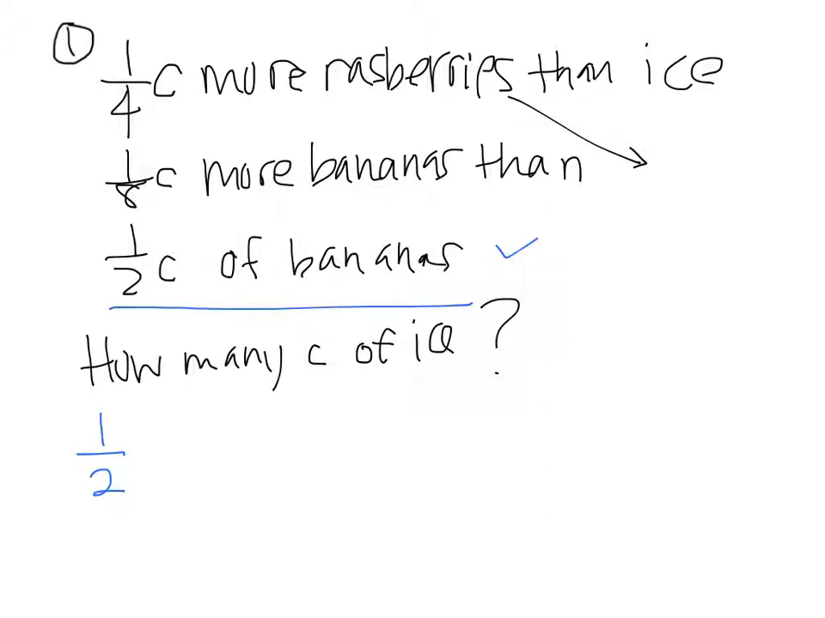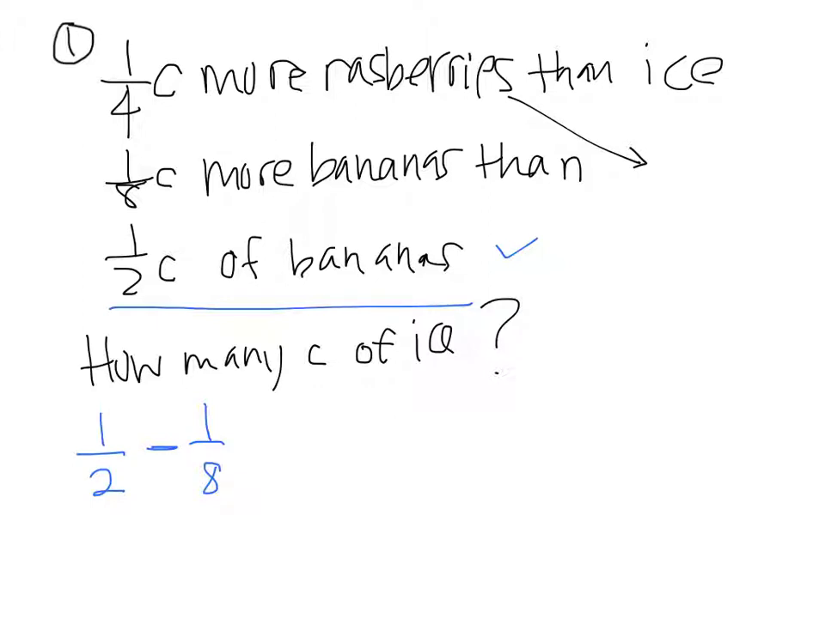So what information do I have next? 1/8 cup more bananas than raspberries. Very good, so I know I need to use the 1/8. But what am I going to do with that 1/8? If it's 1/8 cup more bananas than raspberries, and I have 1/2 cup of bananas, but I need to figure out what the raspberries are, what do I need to do, Yuna? Subtract. Very good. So I'm going to subtract 1/2 minus 1/8.